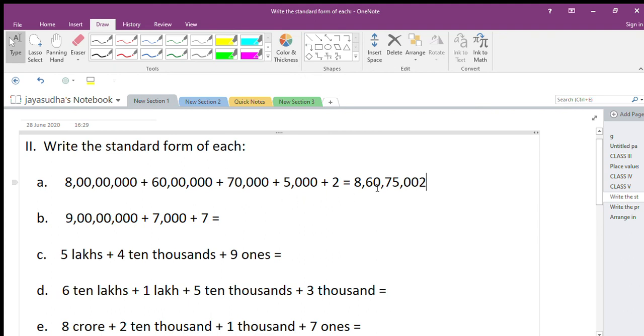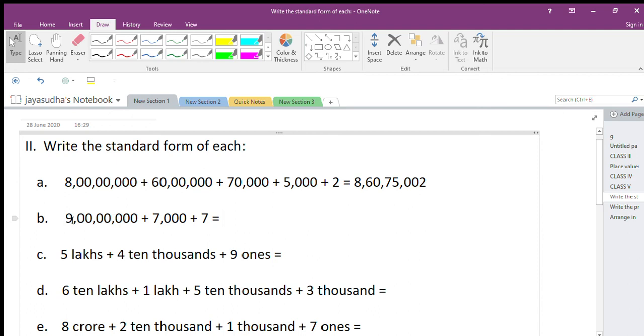So how do you read? 8 crore 60 lakh 75,002. There is no hundreds place, there is no tens place. Instead of the two places, two zeros. Here 60 lakh, and 75,000, the hundreds and tens places you put zeros. Then move on to the next sum.